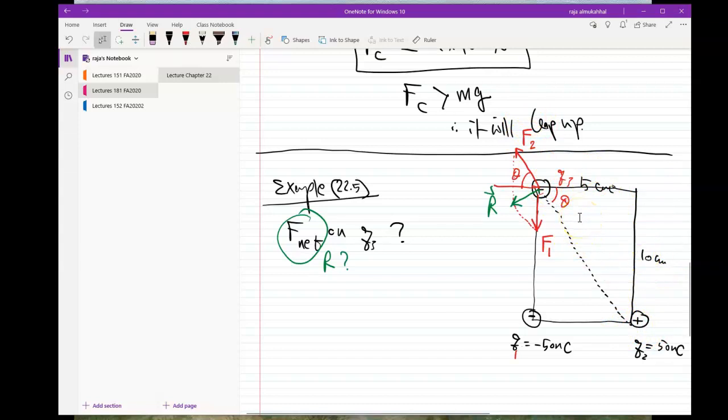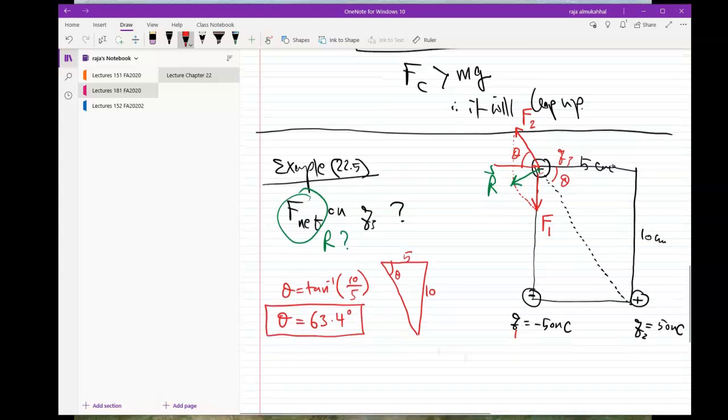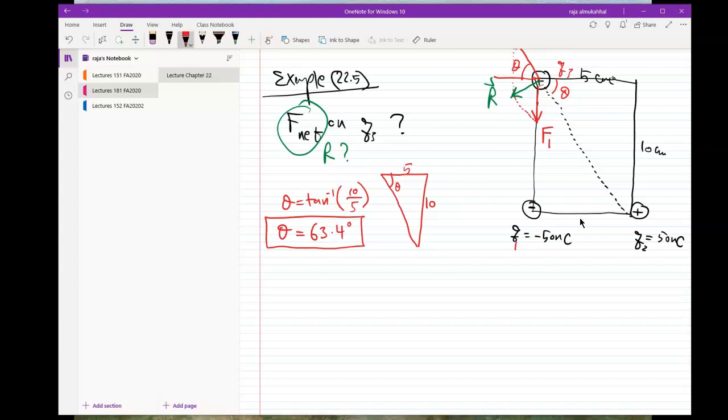So let me find that angle very quickly, once and for all. So basically what I have is something like that. And this is the angle theta, this is 5 and this is 10. So I can say that theta is equal to tan inverse of 10 over 5. And that will give me, if you do it, 63.4 degrees. Okay, so we'll keep that in mind when we start plugging in data for now. Okay, that's the first thing.